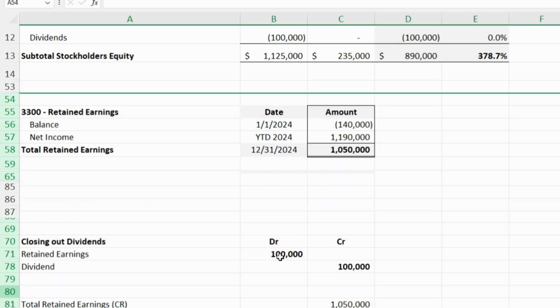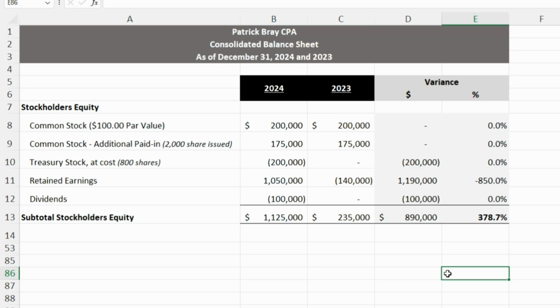All right, that's equity on the balance sheet. It can be complicated. It can be confusing. I actually think it's one of the harder sections of the balance sheet compared to assets and liabilities.